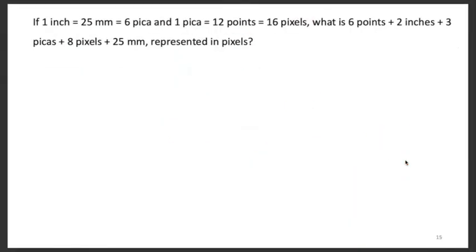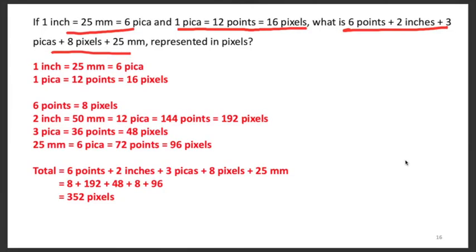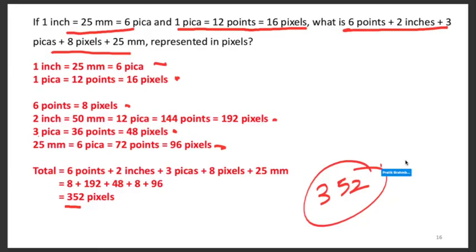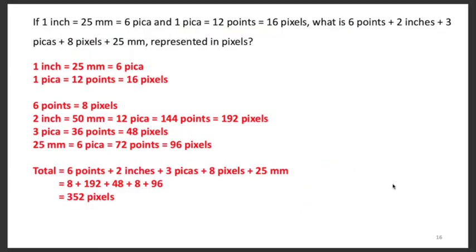We are given here some equations. If 1 inch is 25 mm, which is 6 pica, that is one equation. Second equation, 1 pica is 12 points, which is 16 pixels. Then you have to identify what is the value of this in pixels. Okay. In this case, we will first convert everything into pixels. This is given. So 1 pica is 16 pixels. 6 points is 8 pixels, 2 inches will be 192, 3 pica will be 48 pixels, and 25 mm will be 96 pixels. Then we add all of them, and we come up to a total of 352 pixels, which is the right answer. We'll move to the next one.